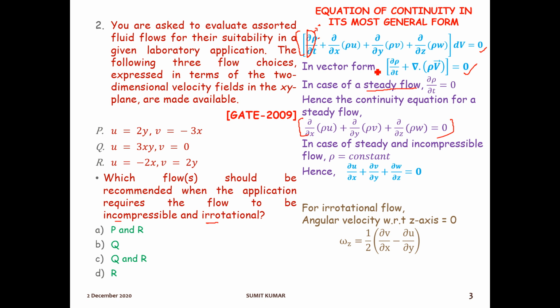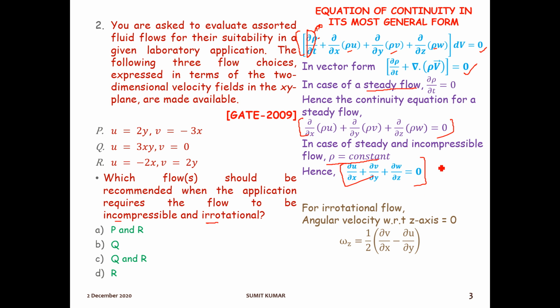And for incompressible flow, what happened? For incompressible flow, the density rho is constant throughout the fluid. So since rho is constant, the derivative of a constant will be 0. This term will be 0, and the other terms will be constant, so it will come outside, and the equation of continuity becomes only this one.